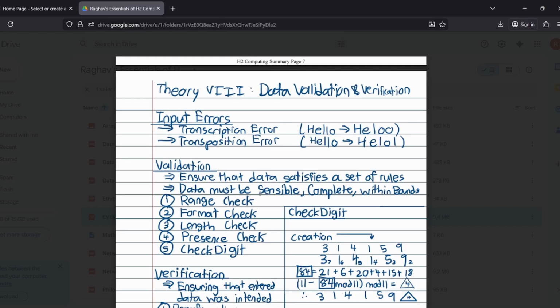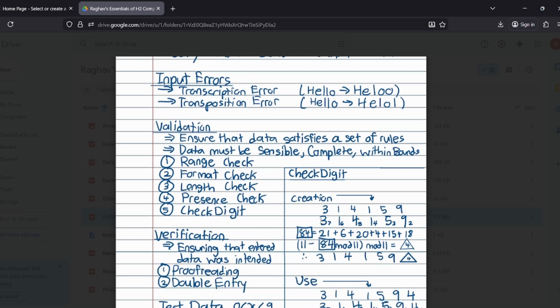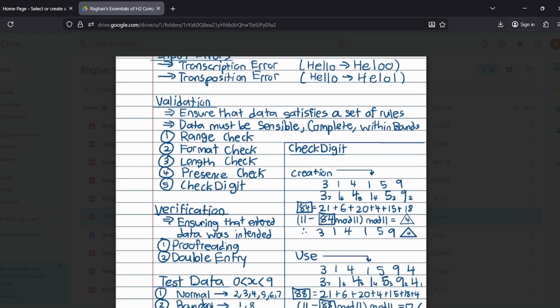So transcription errors are basically when you accidentally change something. So like an L was changed to an O here by accident. And then a transposition error means fundamentally it's the right thing, it's just in the wrong place. So yeah, that's the difference. Keep both in mind. They can test this. Actually, they have tested this many times before. Oh god, I hate this chapter so much.